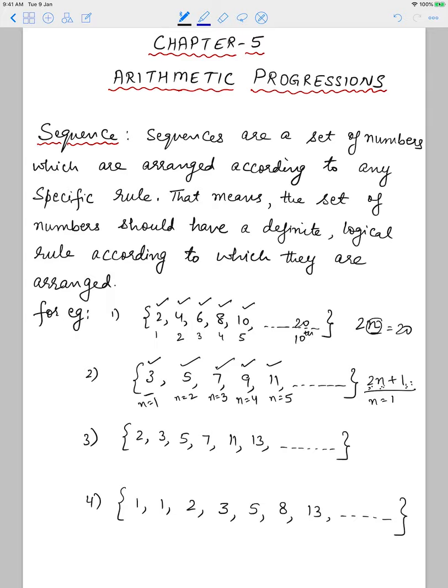Now, if I ask you to find the 10th term or 20th term or 100th term, any term you can find simply by putting the value of n in this particular formula. Suppose I say the 15th term of this sequence. So, n is equal to 15, I will get 15 into 2 is 30, 30 plus 1 is 31. So, 31 will be the 15th term of this sequence. So, basically there is a proper rule which is defined.